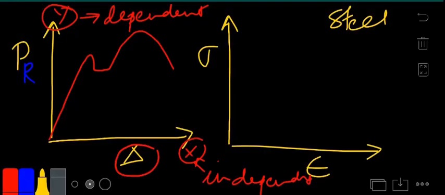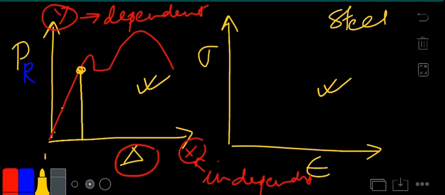So now this particular region, the curve up to this region, is a straight line. It is linear. So in this region, it obeys Hooke's law, because we know that P is proportional to deformation, but that is not exactly Hooke's law. Hooke's law states that the stress is proportional to strain. Now you might say that we can directly deal with this particular graph right here. Then why are we going for stress and strain?